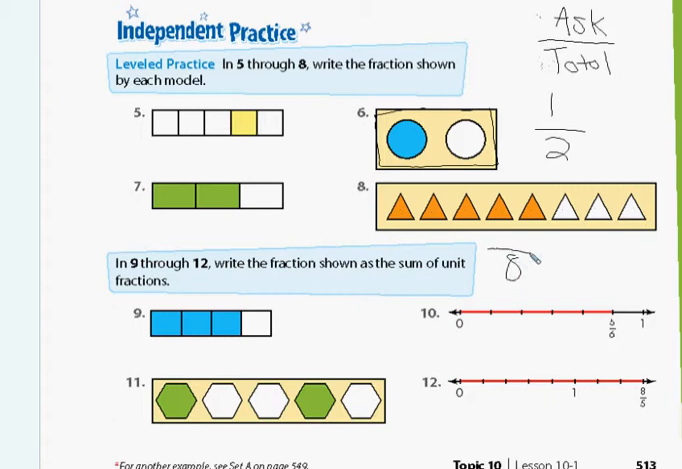Okay. How many of the triangles are colored? Mary. 5. 1, 2, 3, 4, 5. So that's 5/8. Problem number 10.